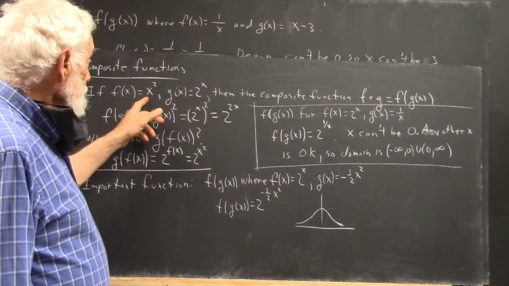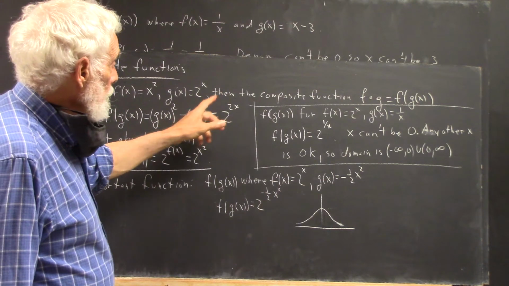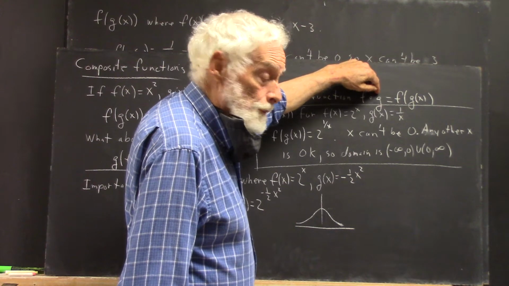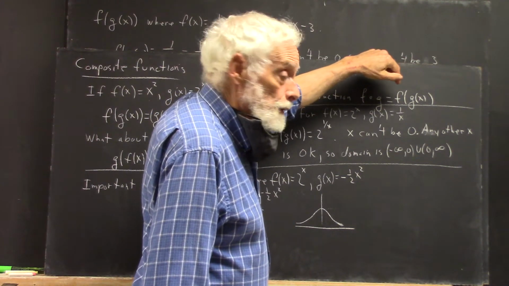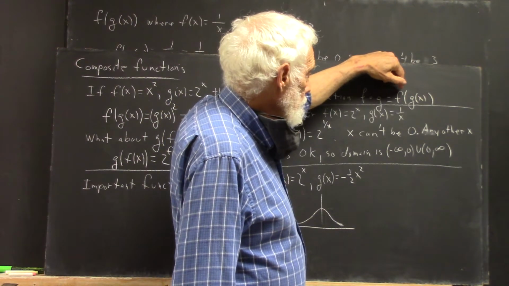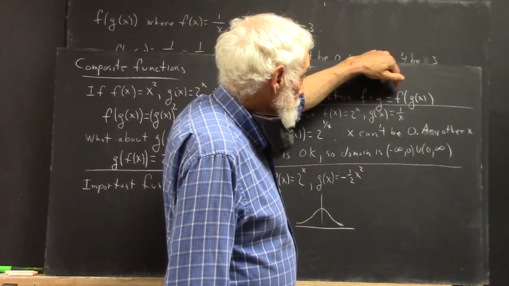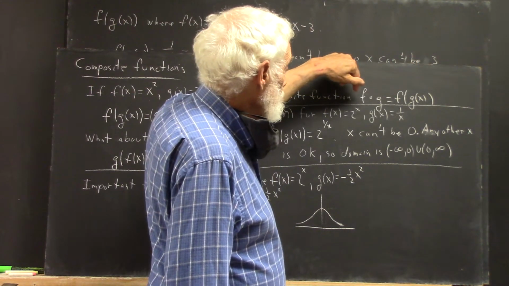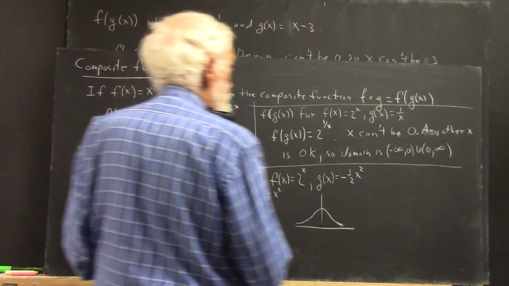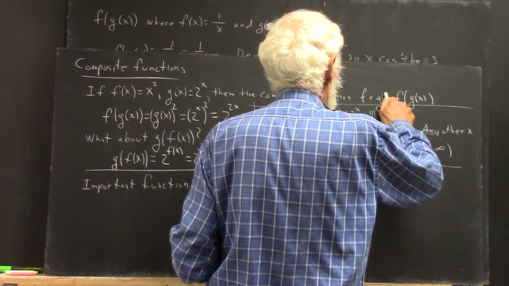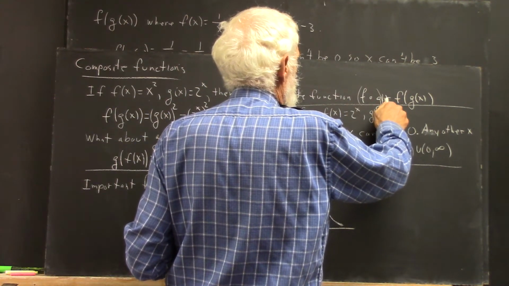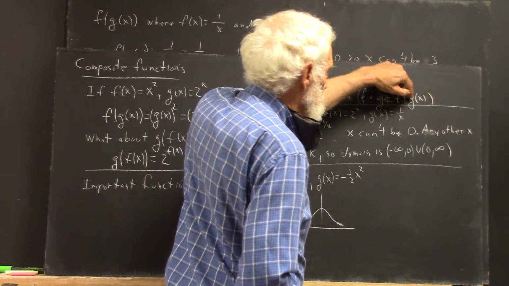If f of x equals x squared and g of x equals 2 to the x, then the composite function, which we designate f circle g, has a formula that you get by substituting into the form f of g of x. Okay? So f of g of x is the value of the composite function at x. So the f circle g function evaluated at x has value f of g of x.